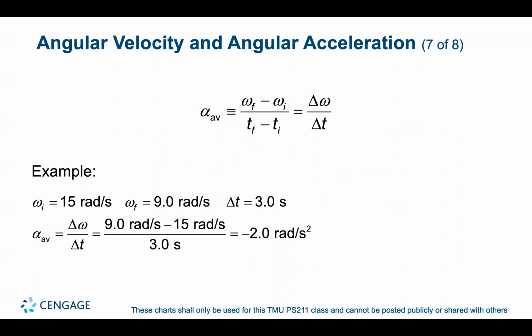So let's use our definitions to solve a problem. If the angular velocity goes from 15 radians per second to 9 radians per second in 3 seconds, the average angular acceleration during that time interval is -2 radians per second squared. So we see that spelled out in the equations there. The negative sign indicates that the angular acceleration is clockwise, although notice that the angular velocity is still positive, but slowing down, in the counterclockwise direction.